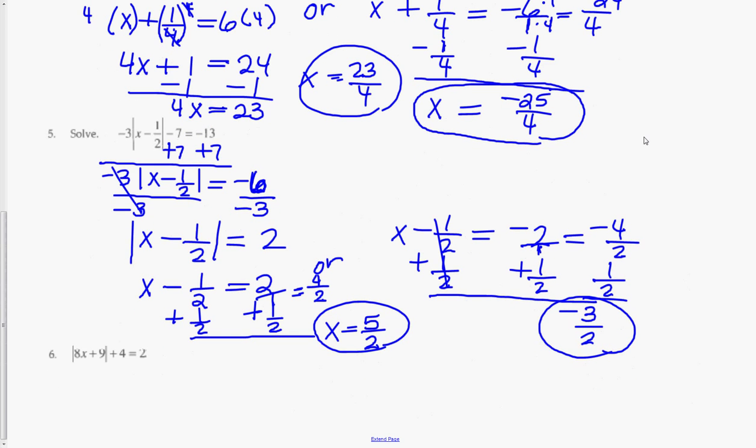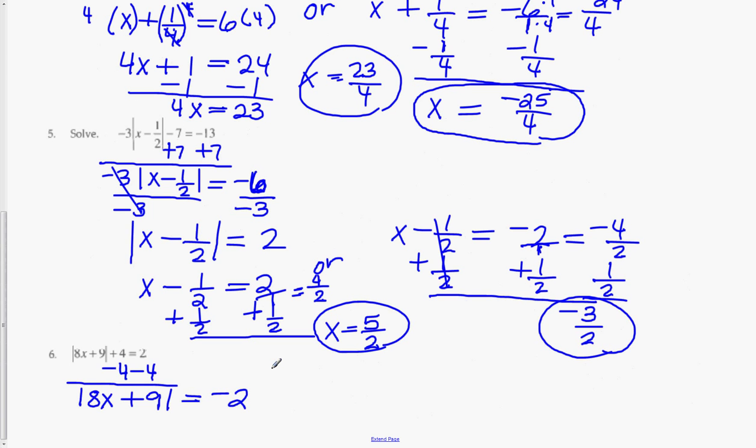I've got the absolute value of 8x plus 9, plus 4 equals 2. So if we follow our same pattern, we need to isolate that absolute value. So I'm going to subtract 4 from both sides. So I have the absolute value of 8x plus 9 equals negative 2.